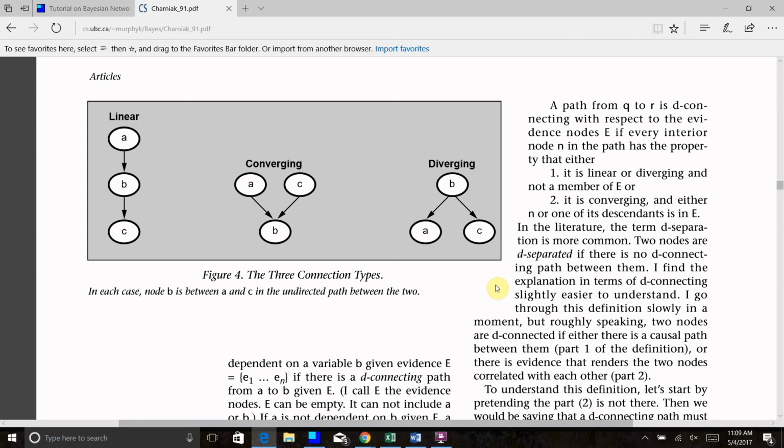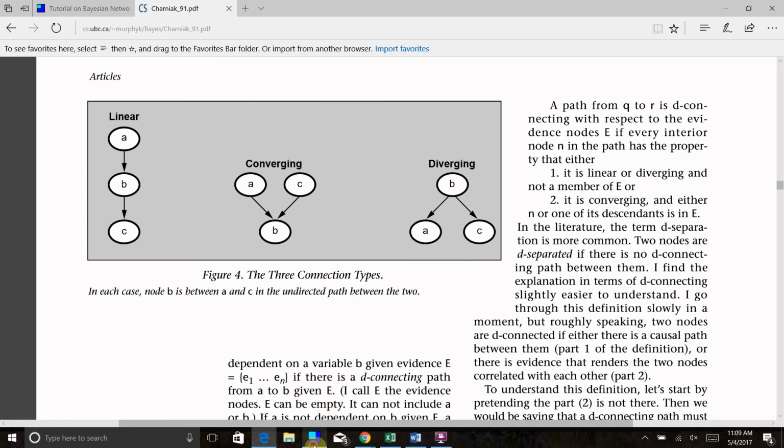In this video, we're going to talk about the different connection types in Bayes nets and how they affect the way that information is going to flow throughout your Bayesian network. You may have seen these drawn out in a paper or in lecture notes, just like they are here in Charniak's Bayesian Networks Without Tears, which is an excellent paper. You have a linear type of connection, a convergent type of connection, and a divergent type of connection.